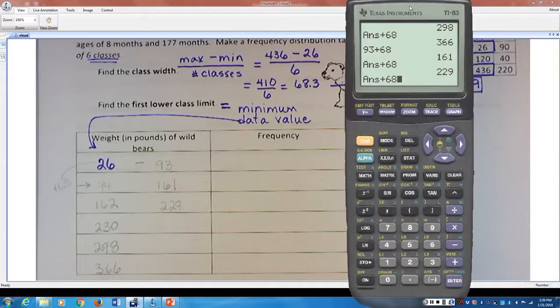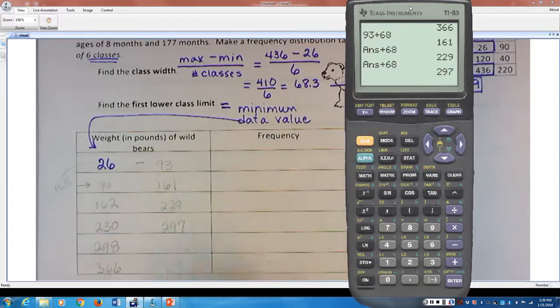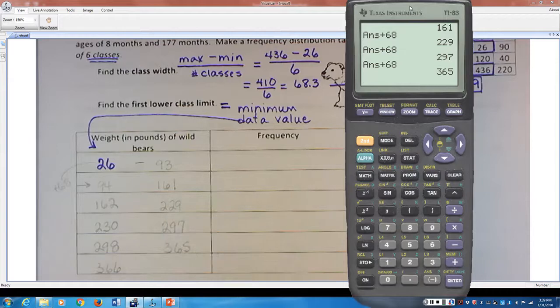And add 68 again, and get 297. And add 68 again, and get 365. And I'm just trucking right along now, and I'm very happy because this all seems like it's so easy. I'm just adding 68. And I get my last upper class limit.